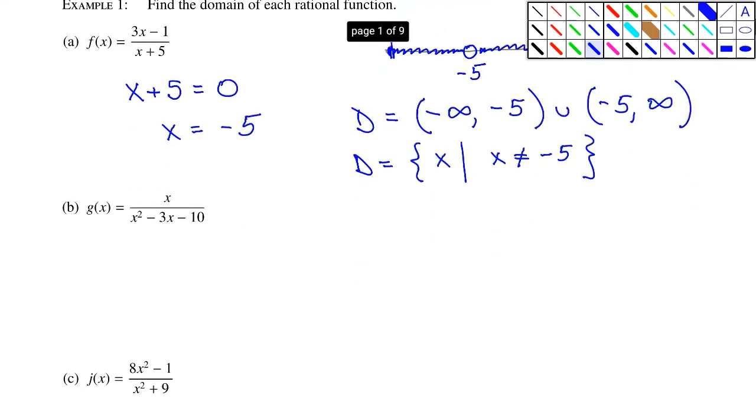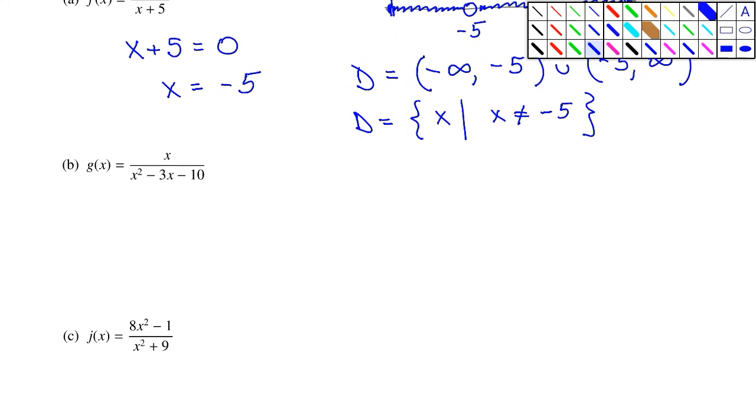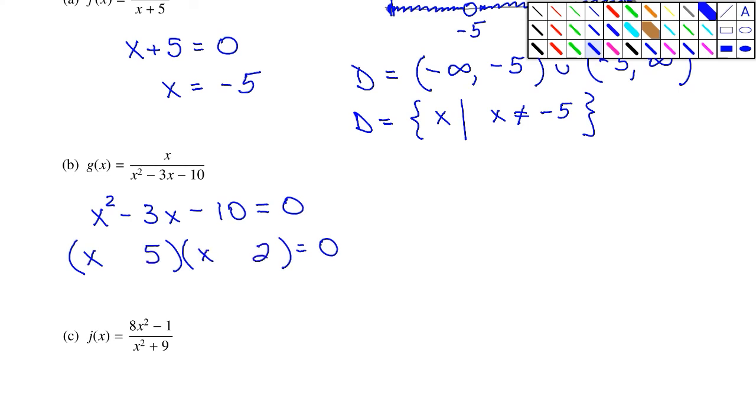Let's look at part B. G of x is equal to x over x squared minus 3x minus 10. So again, we look at the denominator and we set it equal to 0, and we solve for x. So I'm going to factor. I get x and x, 5 and 2, with a negative 5 and a positive 2. So the zeros of the denominator are x equals 5 and x equals negative 2.